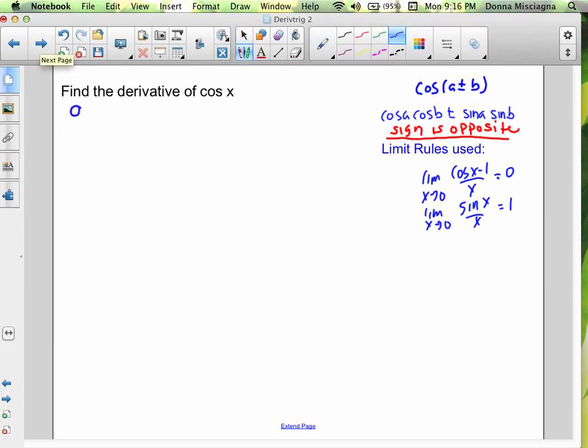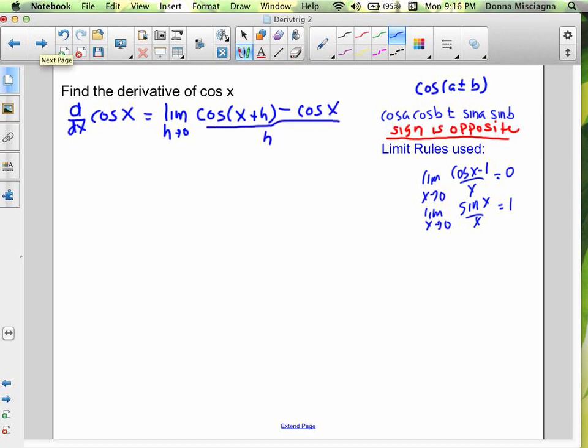So this means take the derivative of cosine x, and we're using the limit definition. So that's going to be the limit as h approaches 0 of cosine x plus h minus cosine x all divided by h.